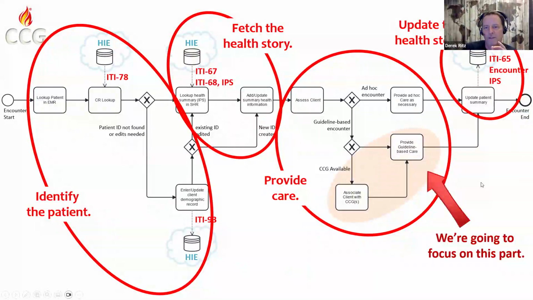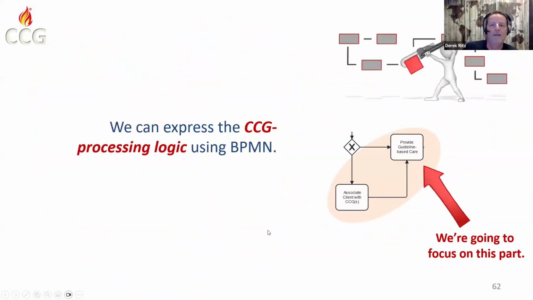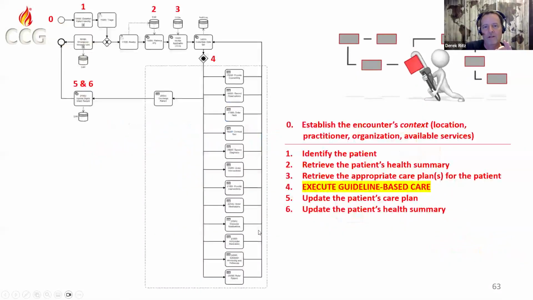We're going to focus on this part, the provide guideline-based care part. So we're going to drill down on that a little bit. Now, looking at the process model, we can actually express the process model for how you process CCGs using, again, a BPMN diagram. This is not intended to be an eye chart, and Linda is going to share the presentation to you afterwards.